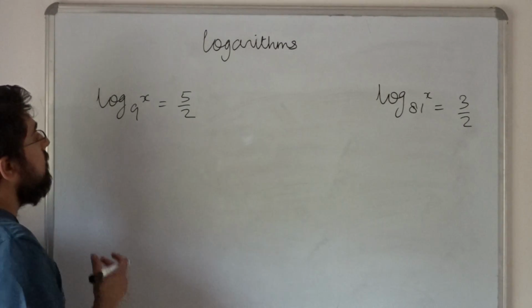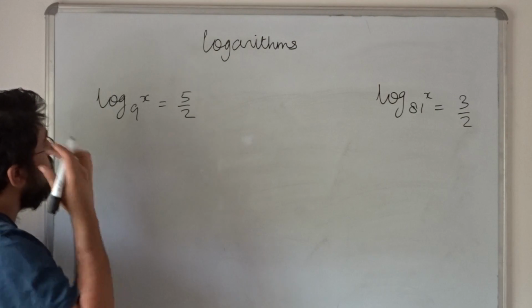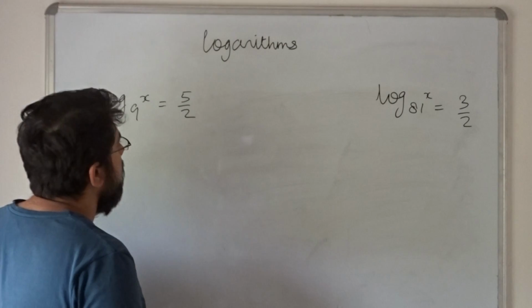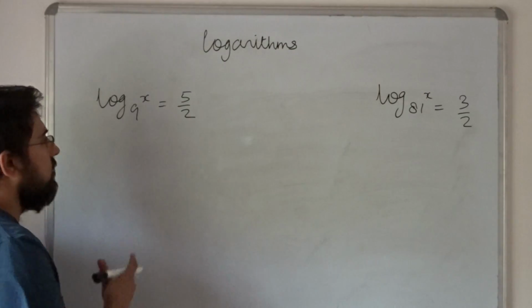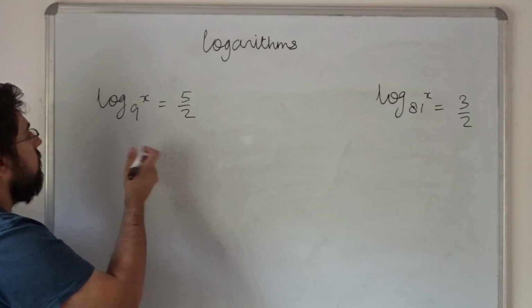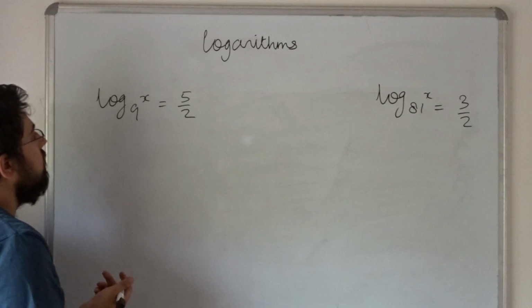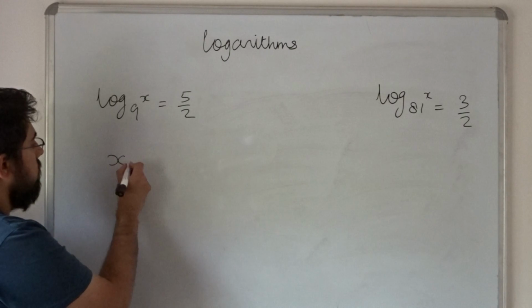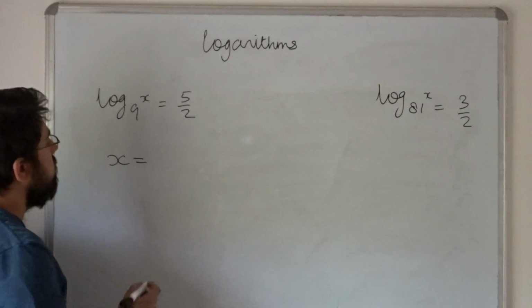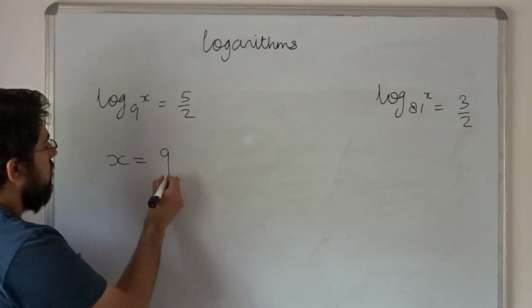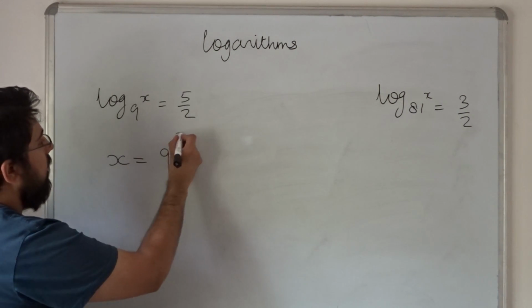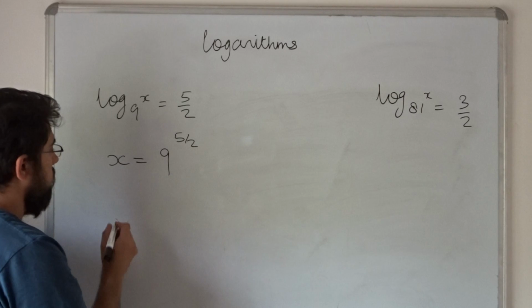So basically, remember what I told you before. I'll just write it here. But let me solve these first and then I'll write it in the middle. So basically guys, this is again very easy. This is simply that. X equals base 9. This is 9 because x here is the natural number. And this is 5 by 2.